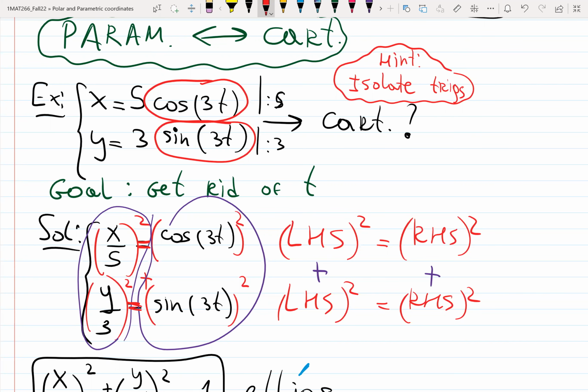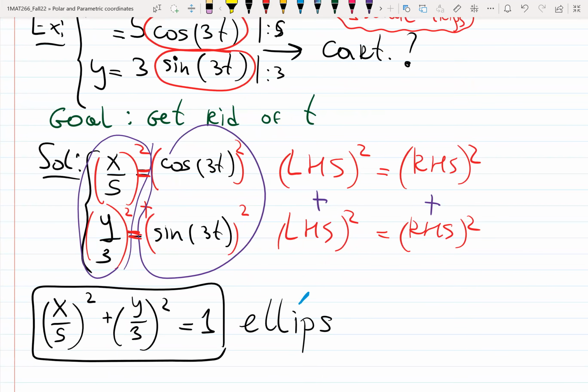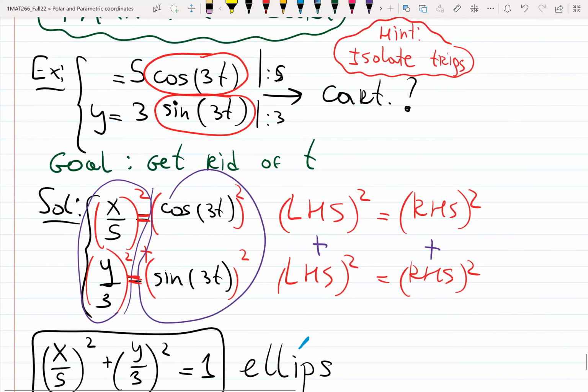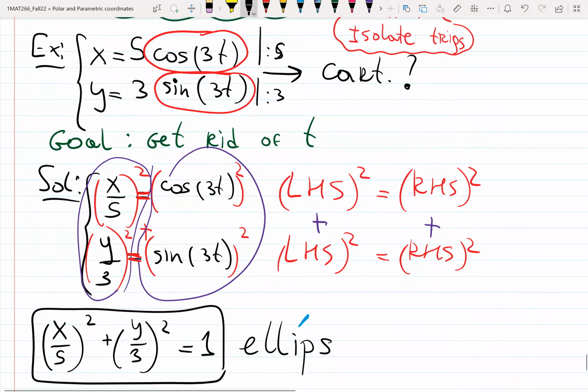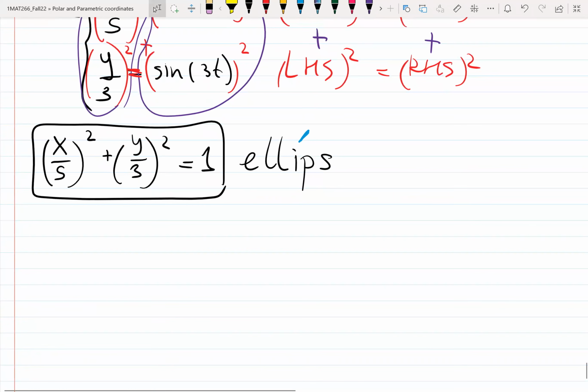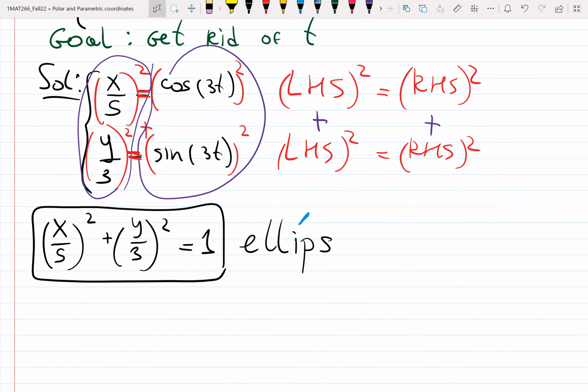In your homework, you practice it a lot in 9.1, 9.2. Even if numbers were added to x, like in some homework, something like x minus 7 equals 5 cosine t, you still just isolate cosine. It's the same idea, it still works. So this ellipse is centered at 0, 0. But if numbers were added to or subtracted from x and y, then the center will be shifted. Do you understand what I'm talking about?